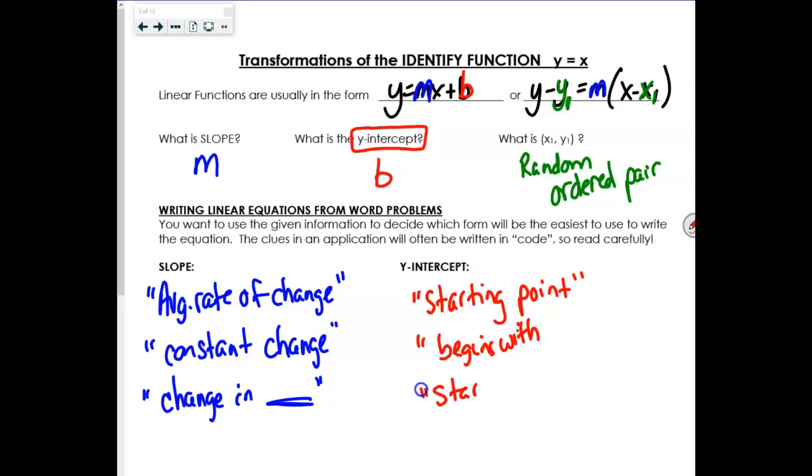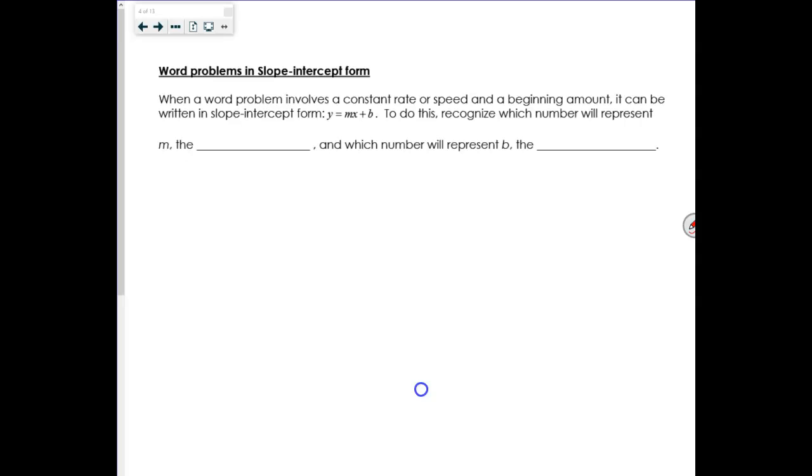Or good old starts with. So they're never going to come out and say, hey, by the way, this is your y-intercept. You're supposed to know. And that's half the trouble. So, you guys already kind of answered this for me.